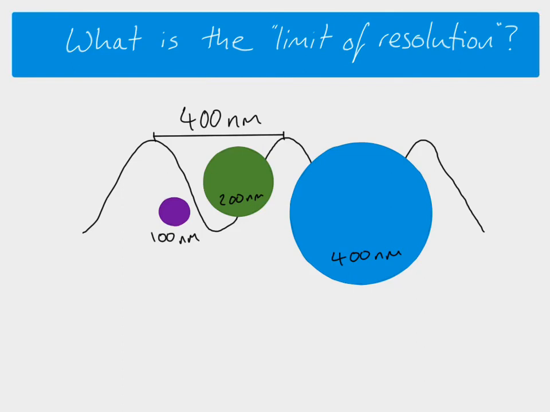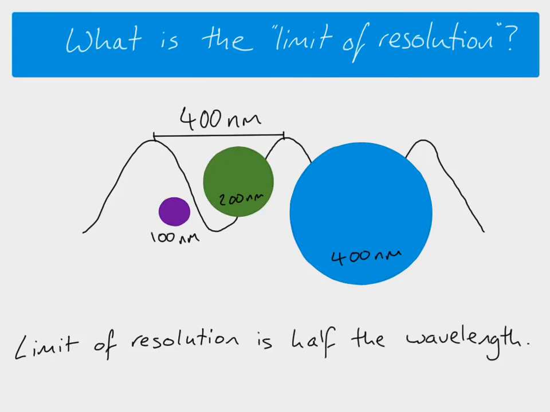So the limit of resolution is half the wavelength of whatever light source you are using. So if it's just normal visible light, then the limit of resolution would be 200 nanometers. That means we can see things that are 200 nanometers and bigger, but we are not going to be able to clearly distinguish things that are smaller than 200 nanometers. We won't be able to resolve them.